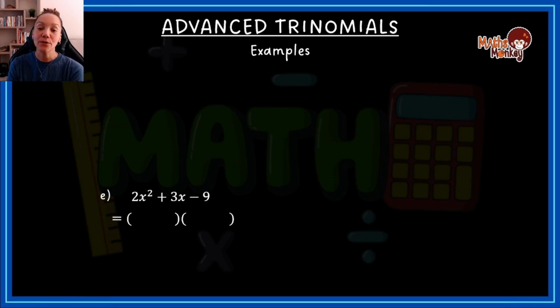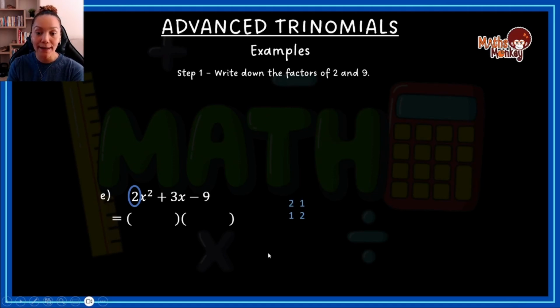Okay, so again, we start off by writing down the factors of 2 and 9 in this question. So 2 is 2, 1 and 1, 2, so we double them up. The next one is 9, 9, 1, 1, 9, but then we also have the factors of 3 and 3. It's not necessary, if the numbers are the same, to write them twice, because it's going to be the same thing. So now what we do is we cross-check to see which top number multiplied by which bottom number, in the pairs, would give us the middle term.